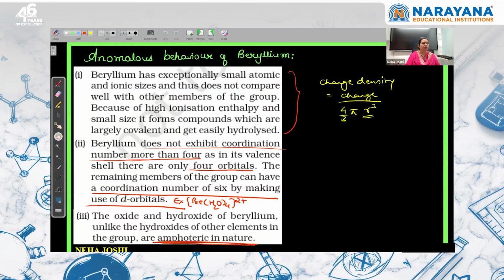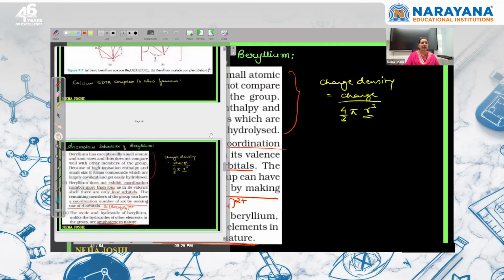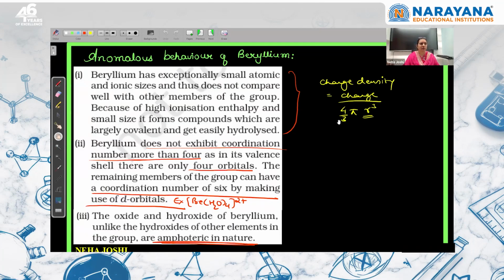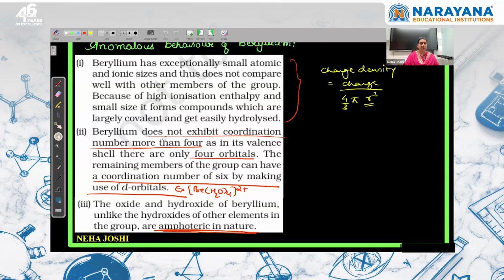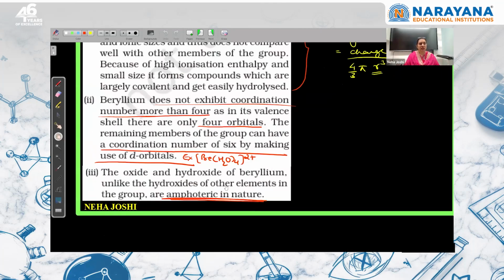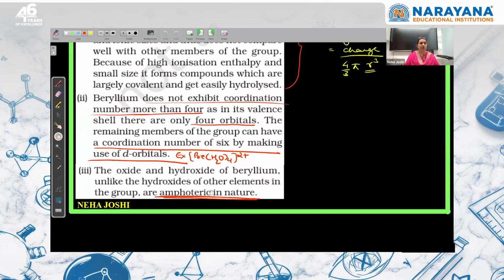Anomalous behavior of beryllium: again the same thing, charge density, charge upon 4 by 3 pi r cube. Due to that, it shows different behavior as compared to other members, and due to its exceptionally small size. Beryllium does not exhibit a coordination number more than 4, as its valence shell has only 4 orbitals. Others can exhibit 6 or more by using their d orbitals. The oxide and hydroxide of beryllium, unlike the hydroxides of others, are amphoteric.